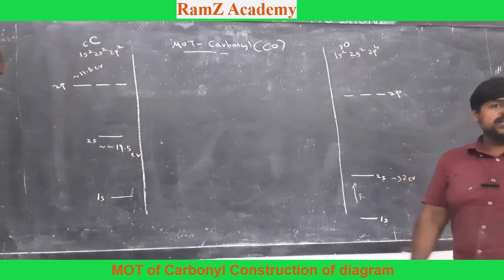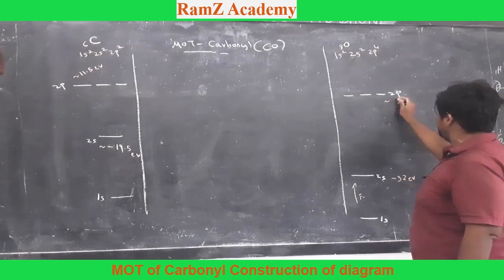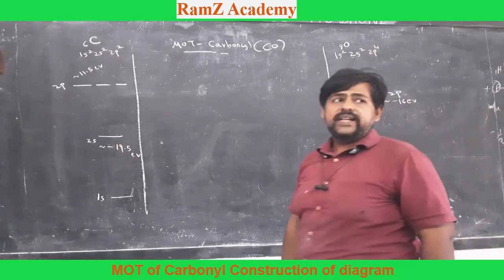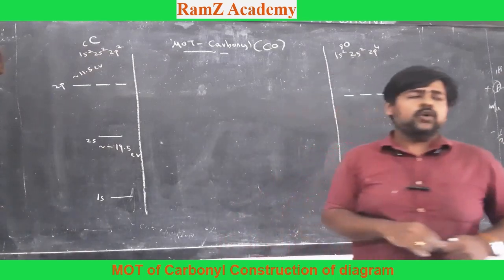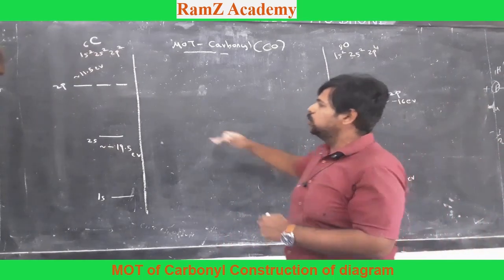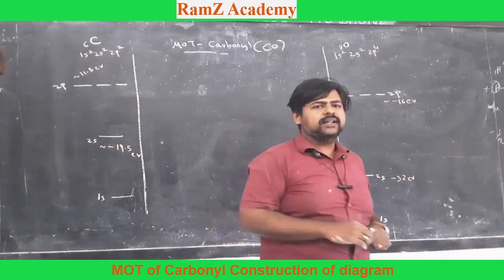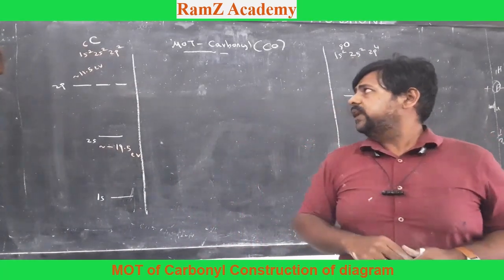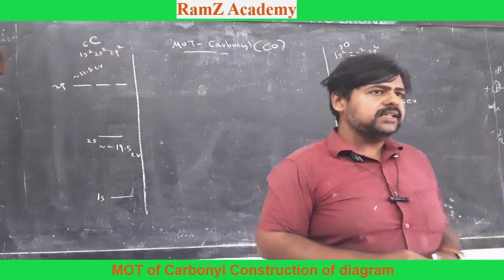Whereas the 2p orbitals of oxygen have approximately an energy of minus 16 electron volt. So now it is very clear that the 2p orbitals of oxygen are in between the 2s and 2p orbitals of the carbon. If you look at the energy values, it is very clear that minus 16 is in between minus 19.5 and minus 11.5.